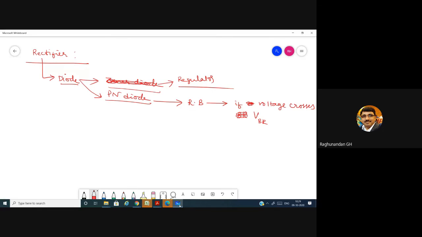I'll repeat the question. When a diode is reverse biased, you know that the voltage we are applying will act like a negative voltage, and if that negative voltage crosses the breakdown voltage level, what happens to the diode? The diode gets damaged.